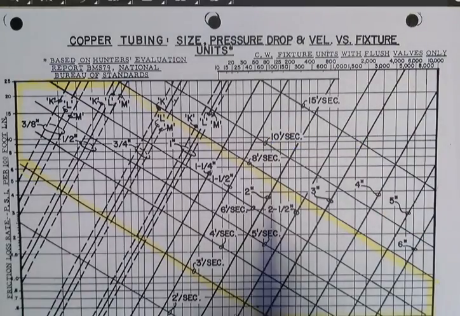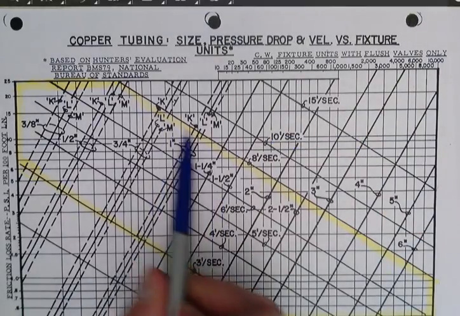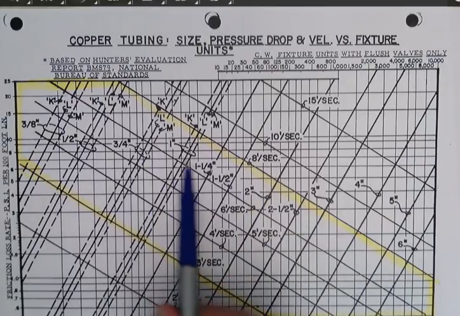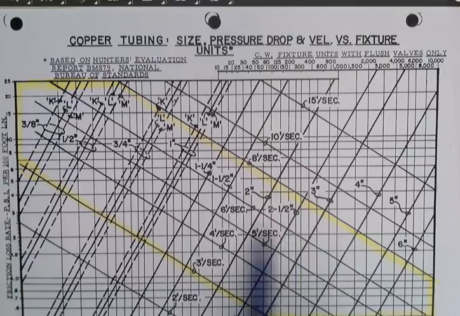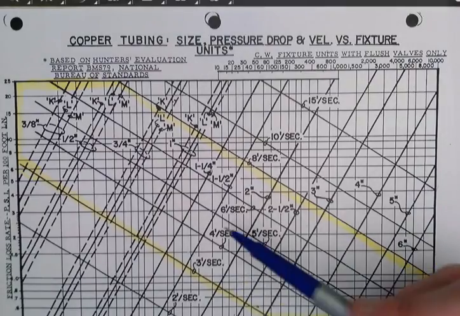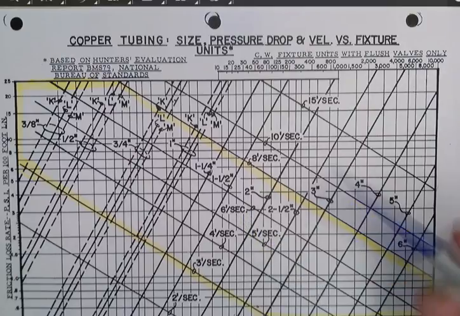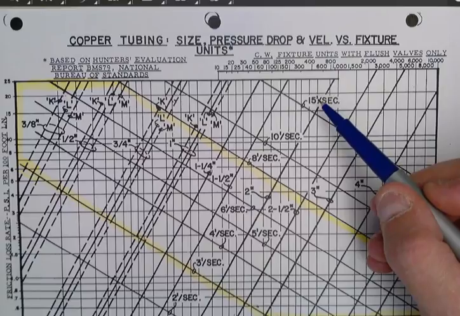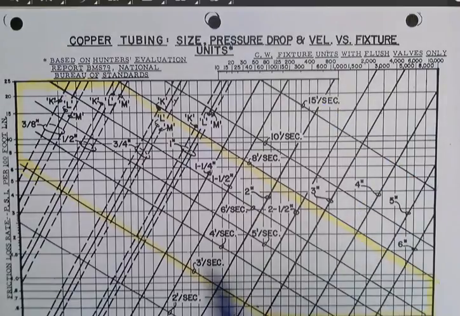Before we get any further, what you can see are these lines right here that are shaded in yellow. That is the velocity. That's how fast the water's moving. You can see 3 feet per second, 4 feet per second, 6 feet per second, goes all the way up to 10, 15 feet per second. What I've done is I've highlighted in yellow where we are minimum and maximum.